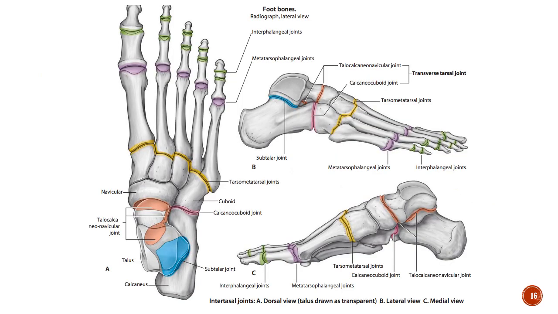So here's a different picture showing the interphalangeal joints. Here are the interphalangeals in green. In purple, we have the metatarsophalangeal joints. In yellow, we have the tarsometatarsal joints. And then in between each of the tarsals are all the joints that we mentioned otherwise.